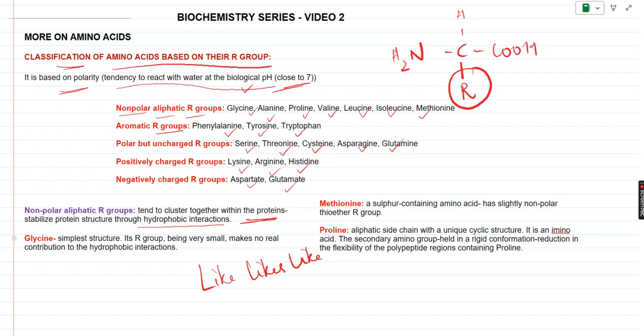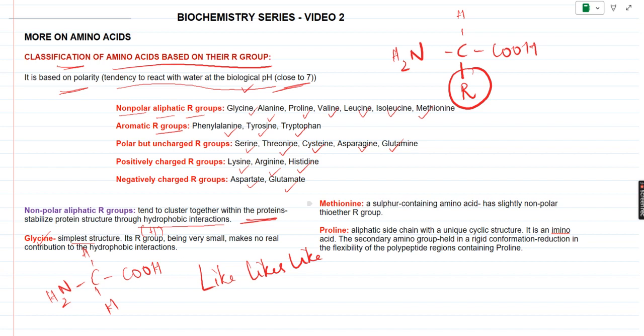If you take glycine as the most prominent example, it has the simplest structure. We know the R group for glycine is just the H, and it is also achiral. I would have explained this concept in my previous video. It has two hydrogen atoms, so it's achiral. Its R group being very small, that is, the R group is nothing but your hydrogen, makes no real contribution to the hydrophobic interaction. It's just too small to make any significant hydrophobic interactions. So that is the reason why glycine is said to have the simplest structure.